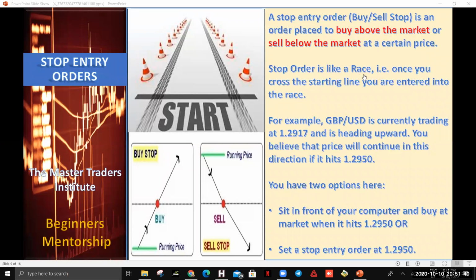A stop order is like a race. Once you cross the starting line, you enter into the race. For example, pounds against USD is currently trading at 1.2917 and is heading upwards. What I mean by heading upwards is that this figure you're seeing here will keep increasing from 1.297 to 1.3 to 1.4 and so on. That is the anticipation that this low price is going to increase. You believe that price will continue in this direction.